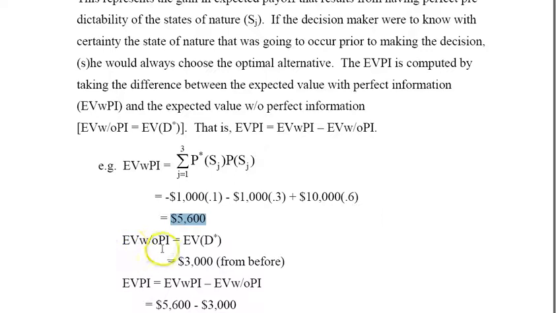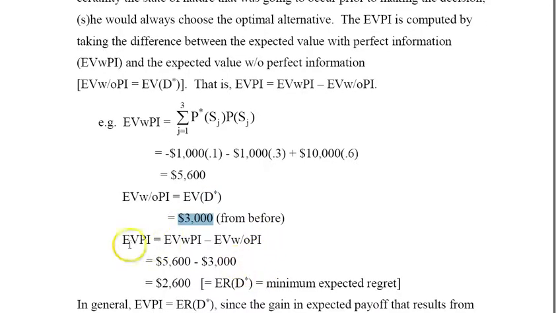This was the expected value without perfect information, which is what we called before just the expected value, and that's $3,000. So if we look at the difference, that would be the expected value of perfect information, which is $2,600. Remember, the expected value of perfect information is the expected value with perfect information, and subtract from it the expected value without perfect information.